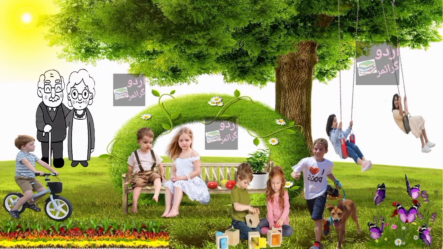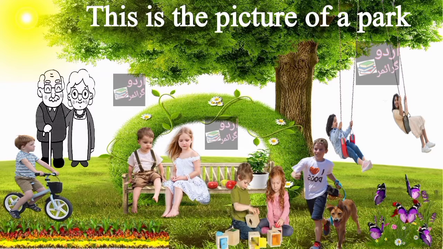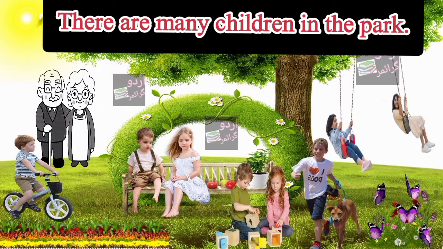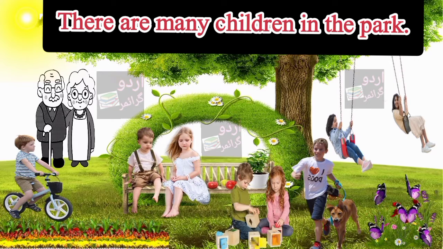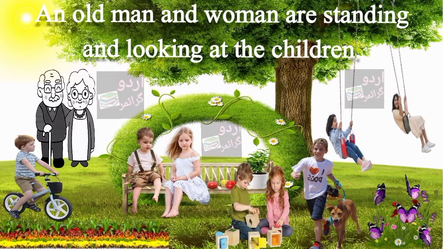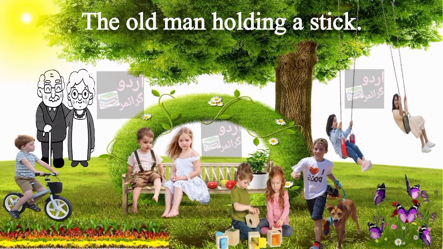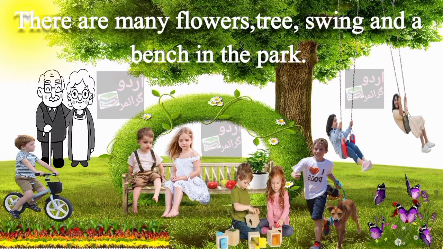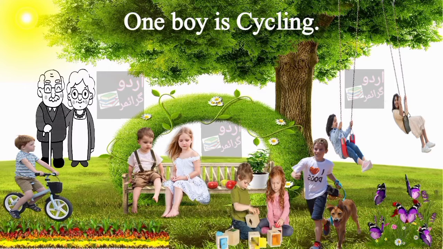So, let's start. This is the picture of a park. There are many children in the park. An old man and woman are standing and looking at the children. The old man is holding a stick. There are many flowers, trees, a swing and a bench in the park. One boy is cycling.